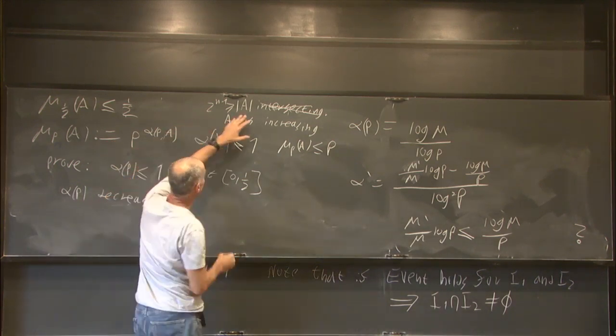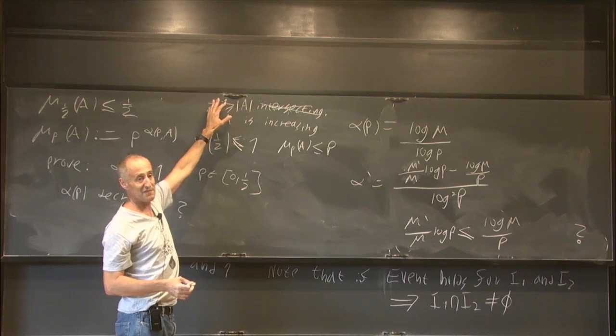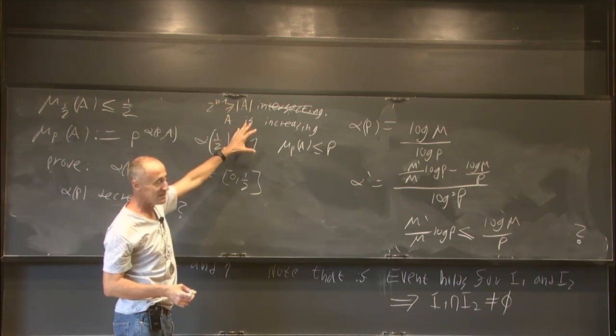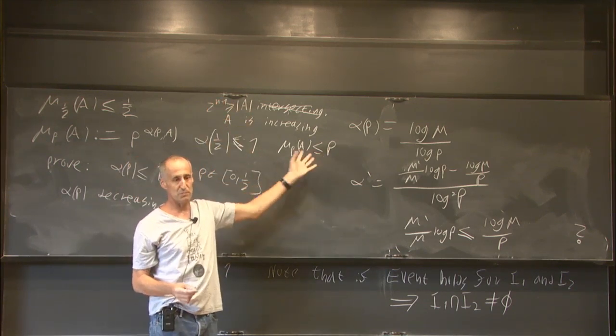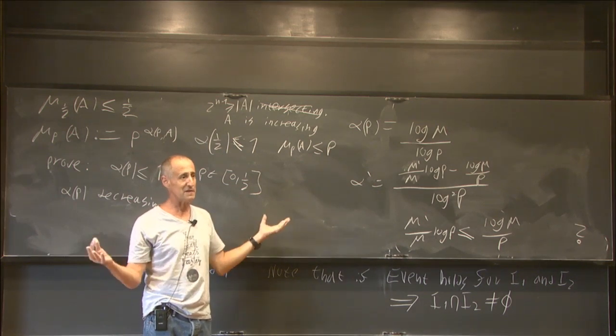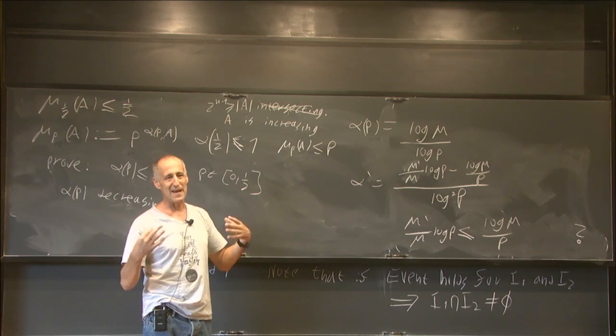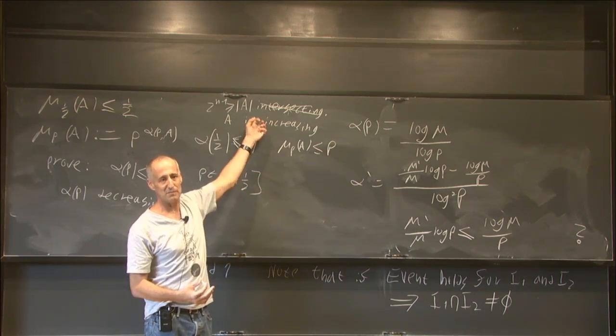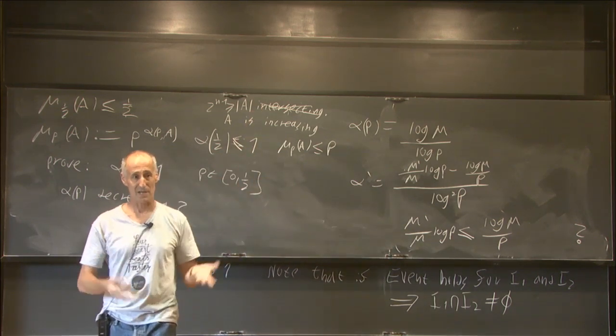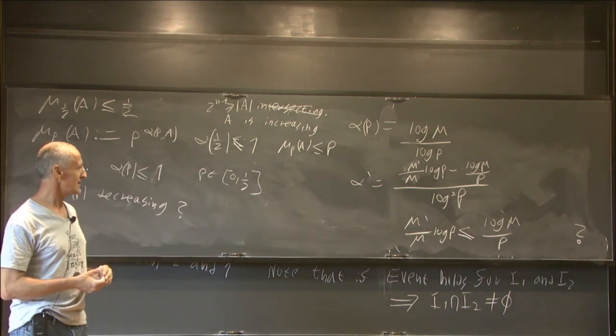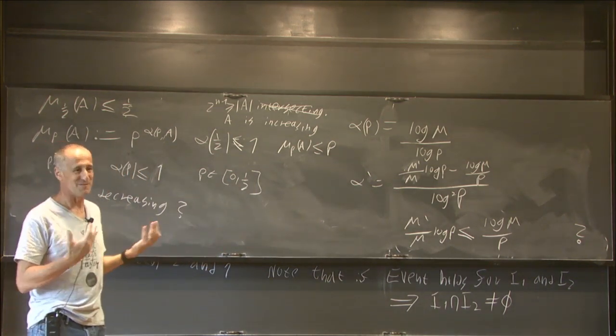This is a theorem. If A has at most half of the sets in the cube and it's increasing, then mu p of A is at most p. In particular, if A is intersecting, these two things have to hold. If A is intersecting, it's contained in a family for which these two things hold. Its upset is. So that's a surprise. For me, it was.